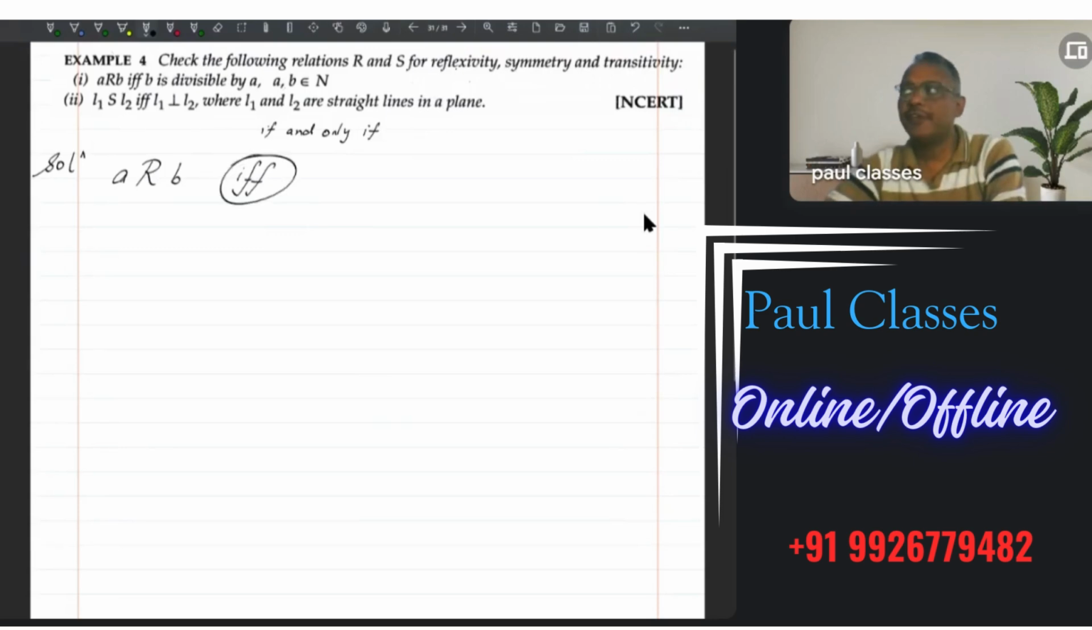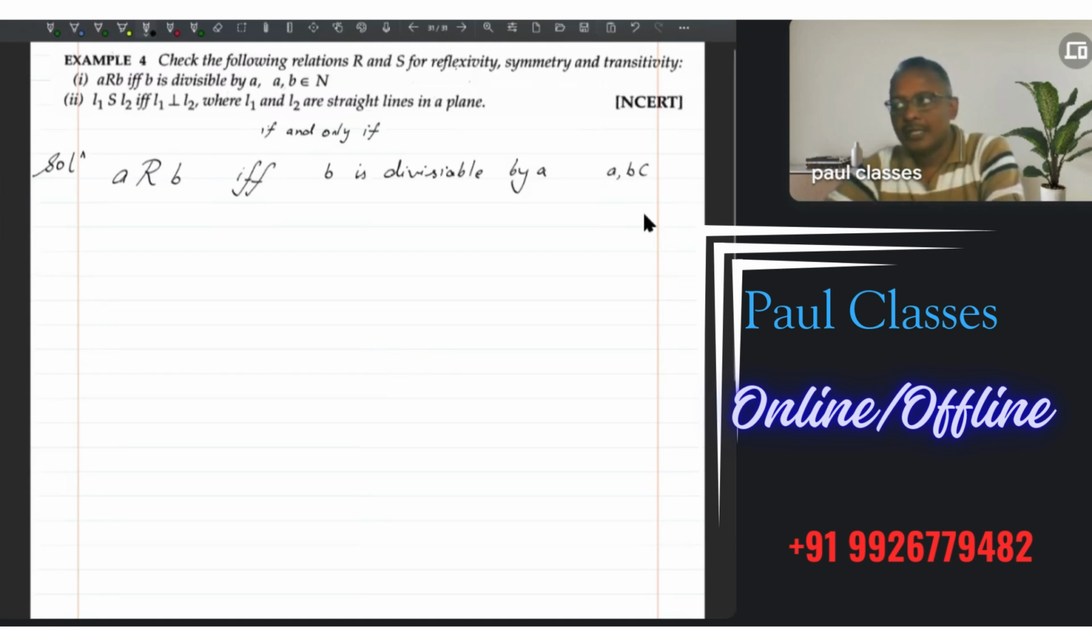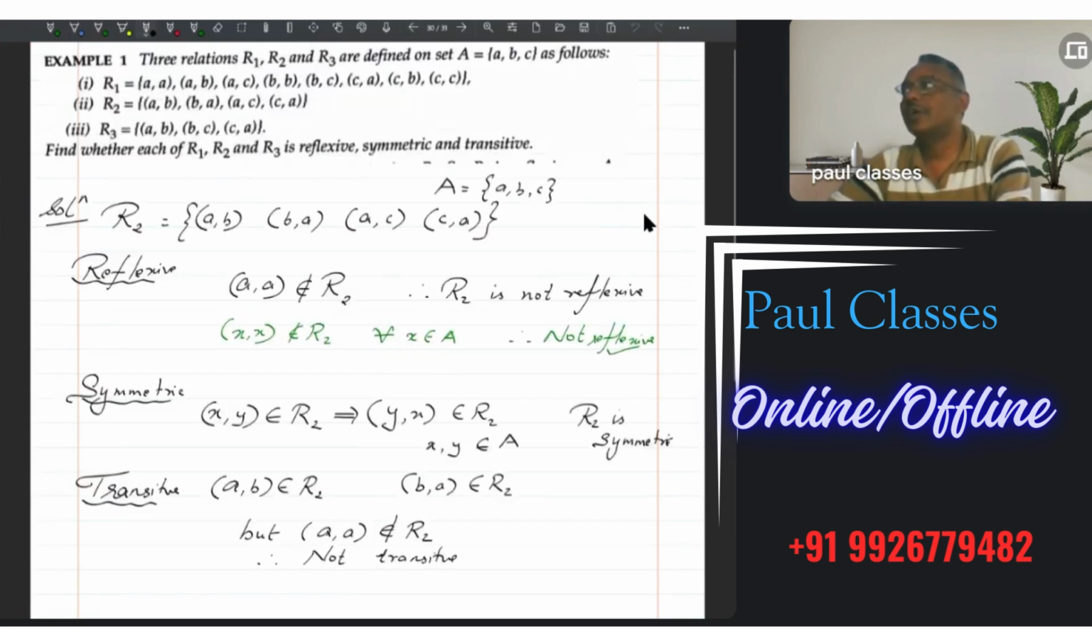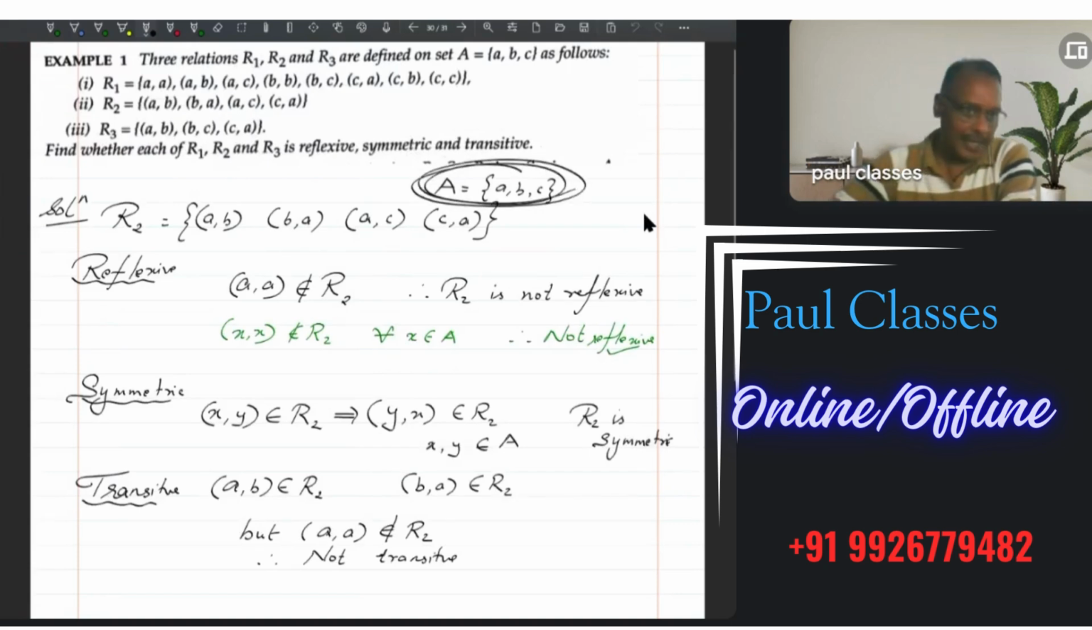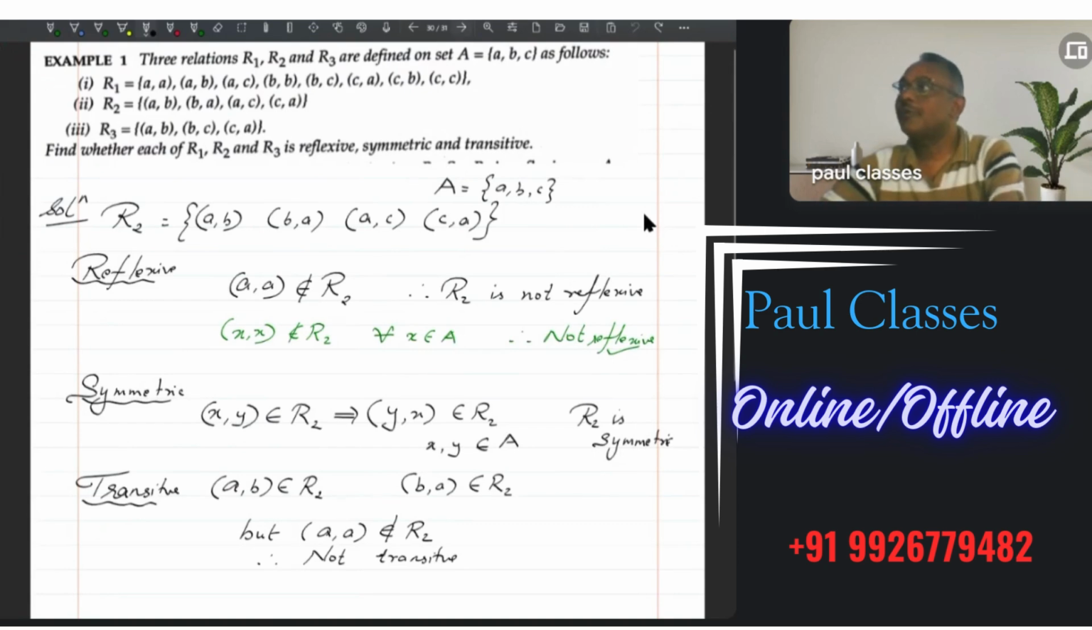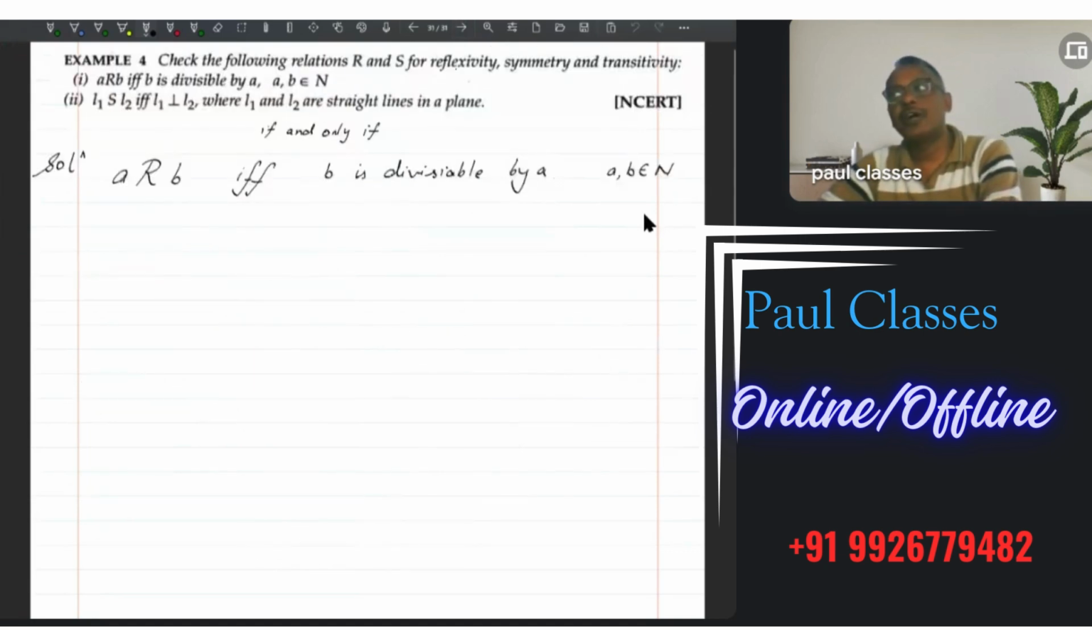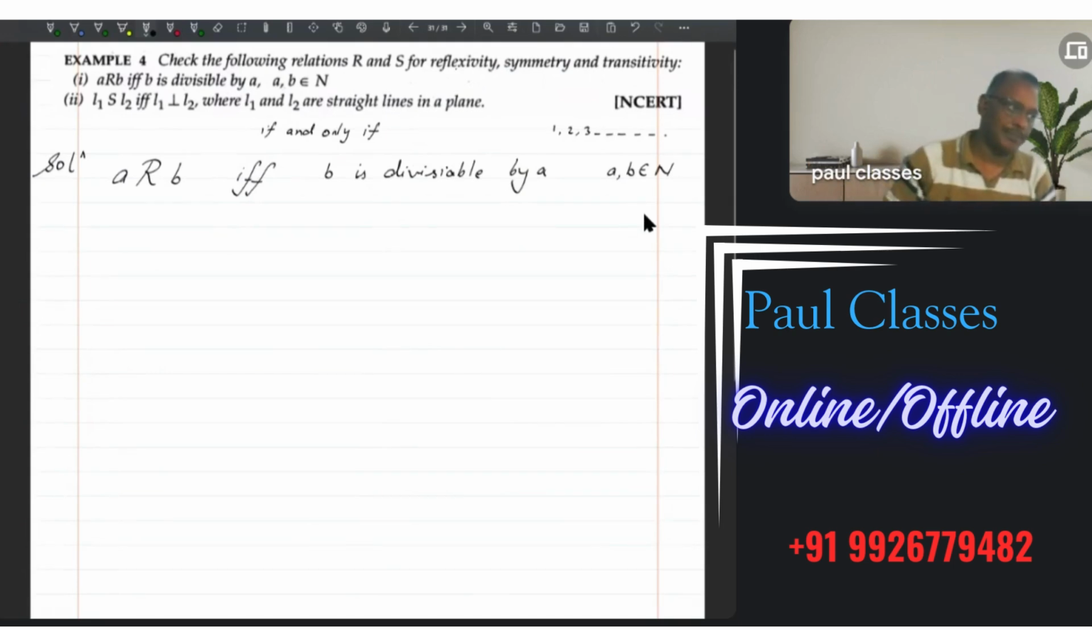And this IFF means if and only if B is divisible by A. What are A and B? A and B are simply natural numbers. Like in the previous question, where are we working? We are working on the set of natural numbers. What is the field on which we are working? We are now working on the set of 1, 2, 3, and so on, all the natural numbers.